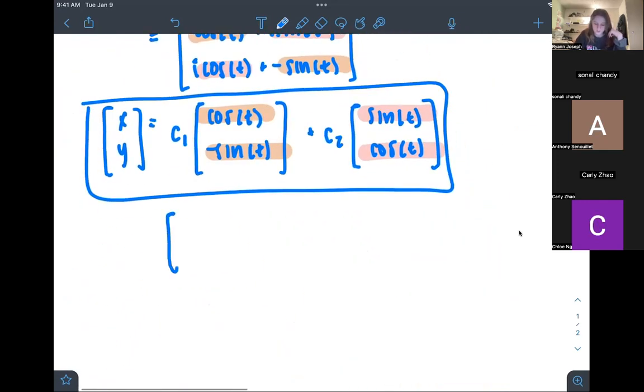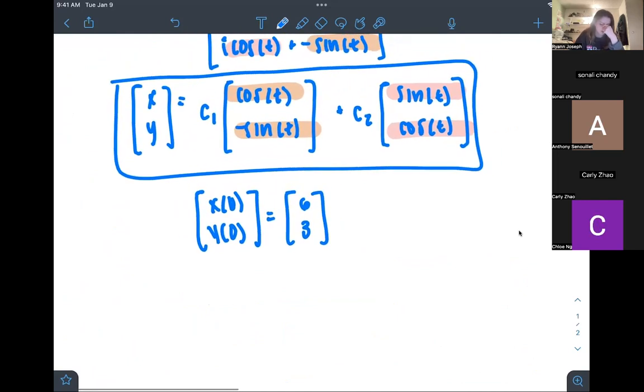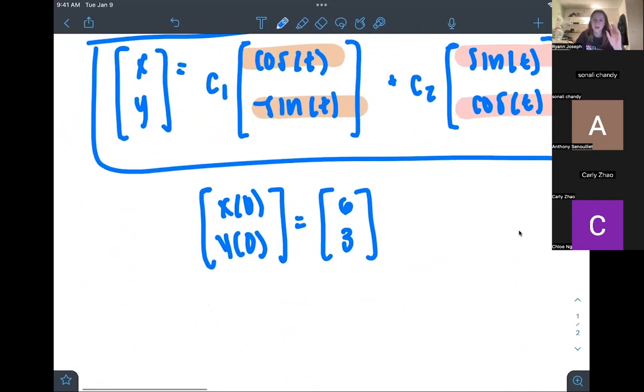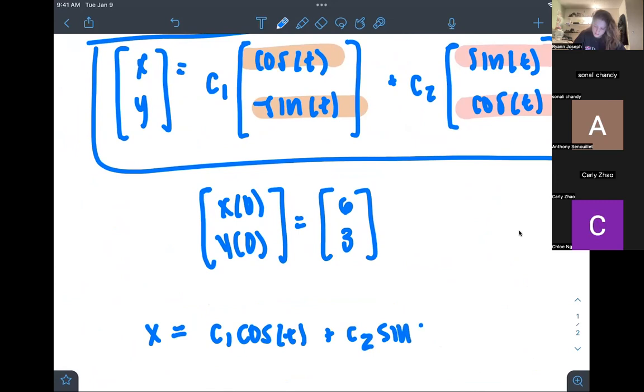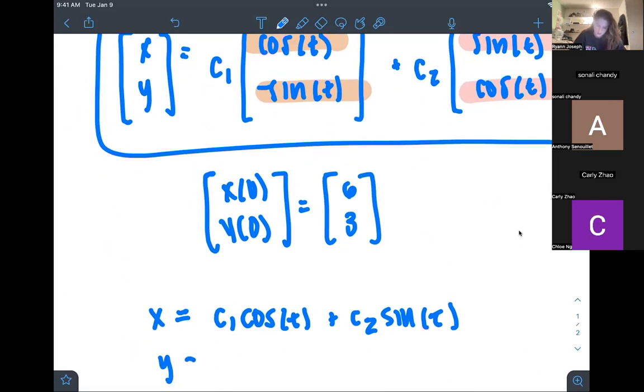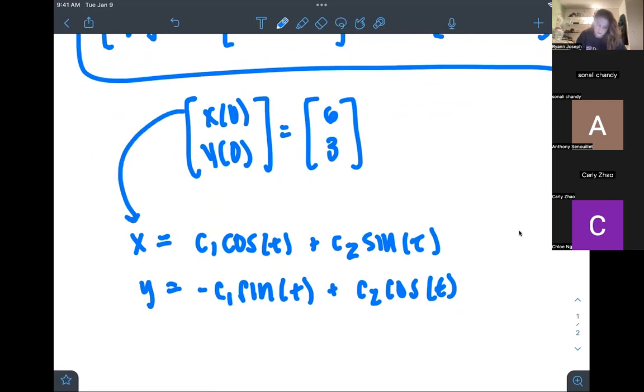If I was given initial values for this, you would take, I'll just do it out here. So we have x of 0 is 6, y of 0 is 3. We need to solve for c1 and c2. So x is equal to c1 cosine of t plus c2 sine of t. And then I'm just getting these from this matrix up here. We would plug this in here and this in here.